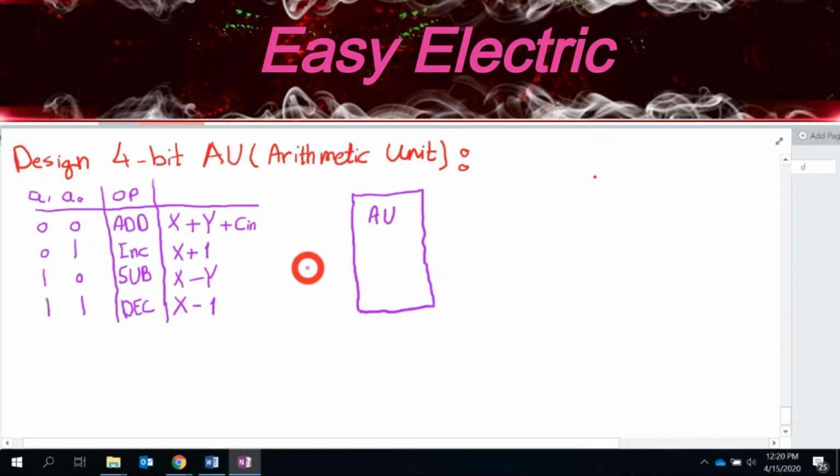Guess 2, 4, that's right. How about this Cin? Whenever it's 0, 0, we need to have one input carry, right? So we need 1 for that too. So you are right: 1, 2, 3, 4 for X, 1, 2, 3, 4 for Y. But because in this case you need to add with carry in, you need to have some C, right? That's right. So how many outputs do we need for this unit?